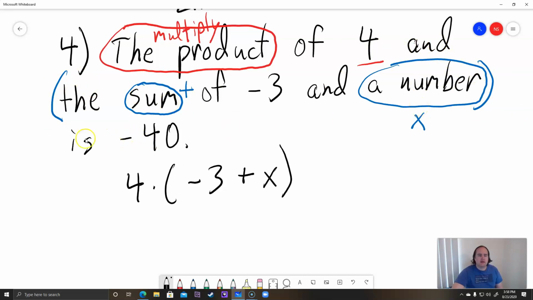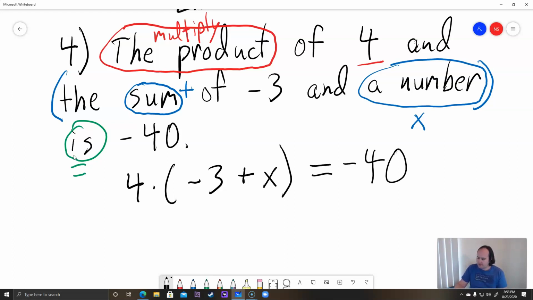Okay, and then to translate the rest of this, we have "is." So we know that "is" actually translates as "equals." So to finish the problem, we have this is equal to -40. So we have 4 times the quantity -3 plus x equals -40.